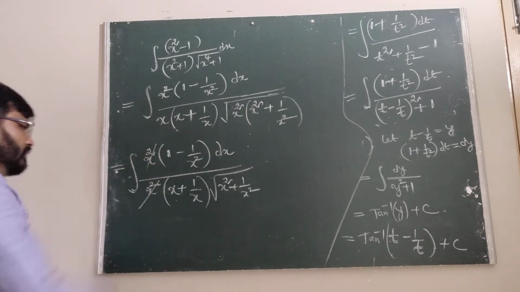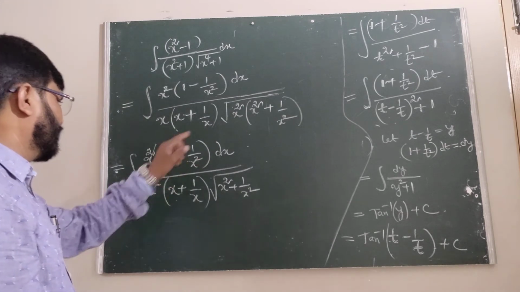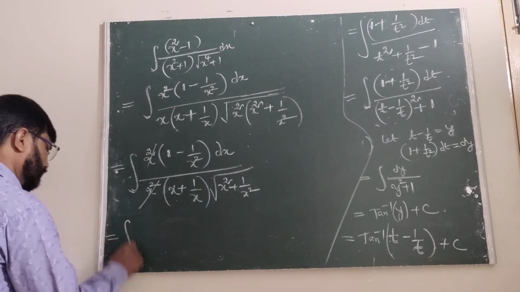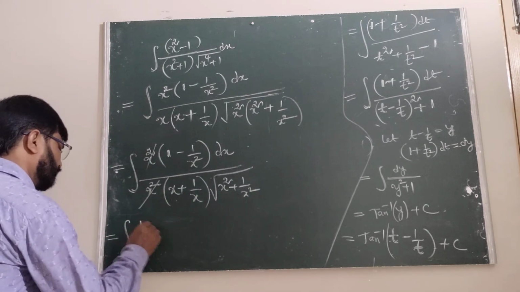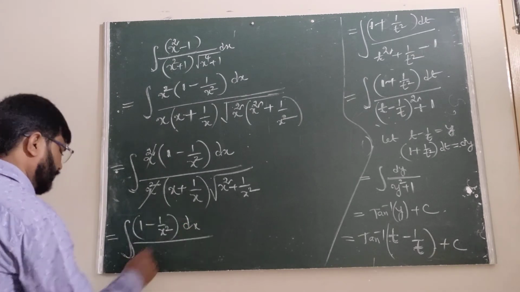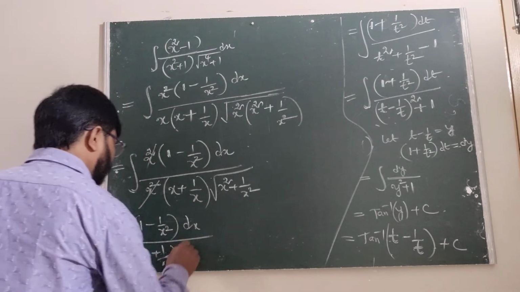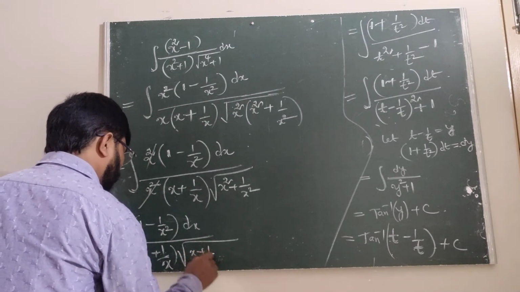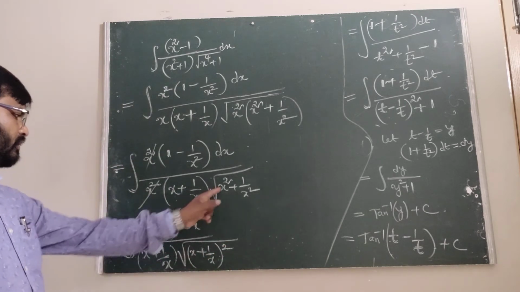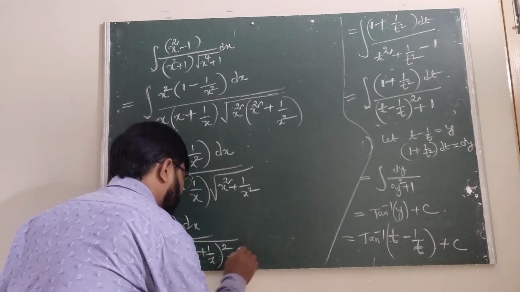Therefore, these are cancelled. Now, the derivative of x is 1. The derivative of 1 by x is minus 1 by x square. Therefore, this can be written as the integral of (1 minus 1 by x squared) dx over the square root of (x plus 1 by x) whole square, where a square is this one, b square is this one. This is the plus 2ab, so you can write minus 2.